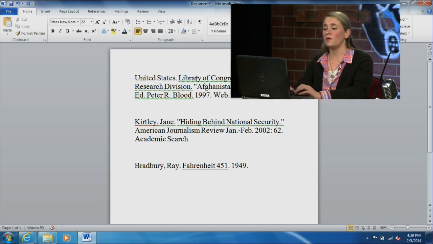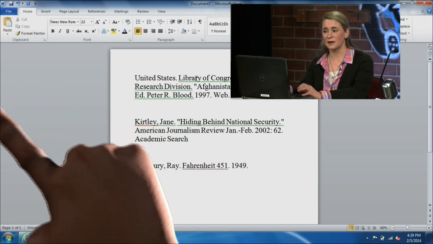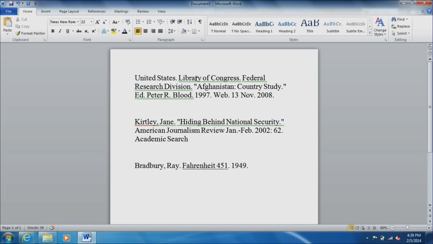citation. So if you had a sentence or a quote or some information, anything paraphrased, anything word for word that you get from another source that's not your own brain, has to be cited. You cite it at the end of your paper on your works cited, and you cite it parenthetically in the essay. So let's say we have a quote from this Library of Congress Afghanistan country study. That's my first link on my computer screen.